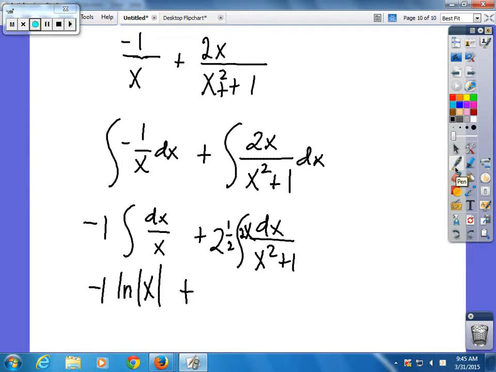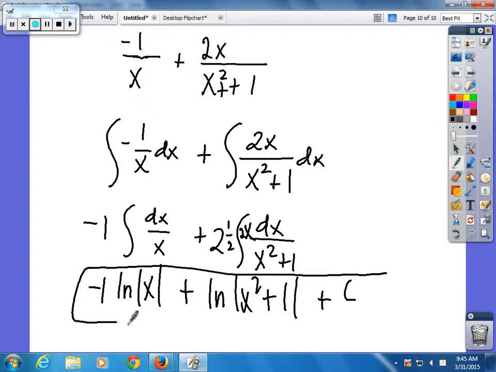Alright, so now we've got du over u, which is the natural log of x squared plus 1. You don't need the absolute value on this. Plus capital K. Oh, I'm sorry, don't forget to add your C or K, capital K.